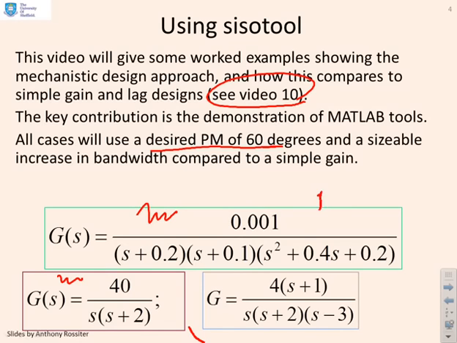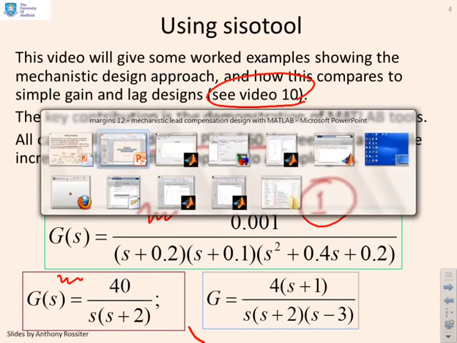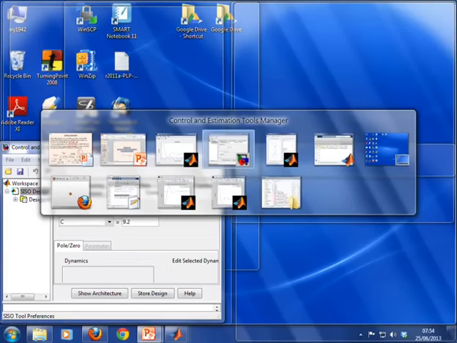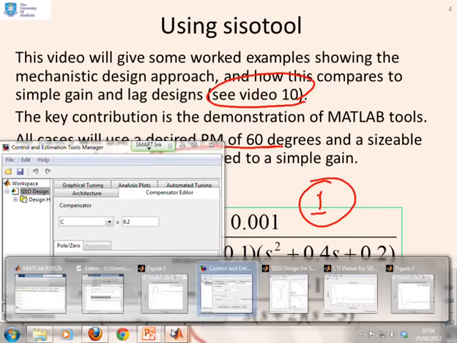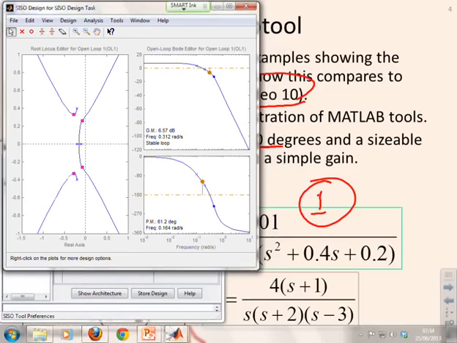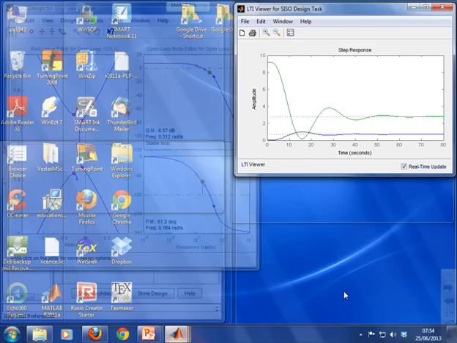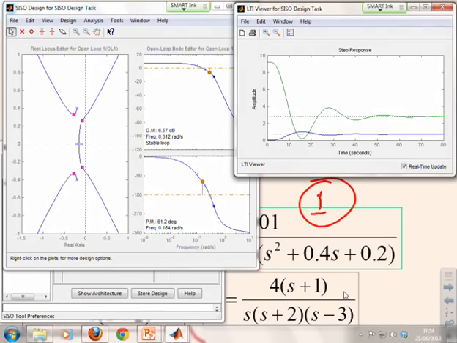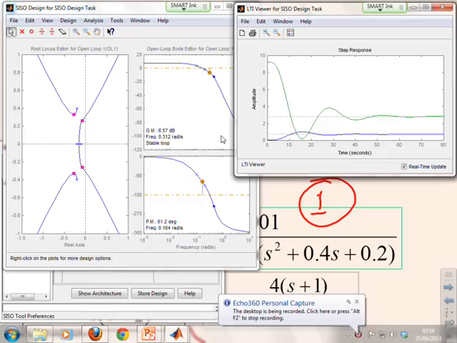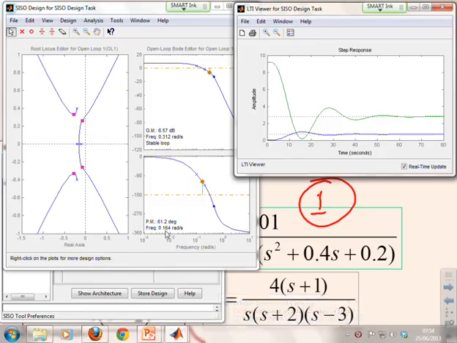So we're going to start now with this G here as example 1. So we need to first go to OToole. So that's what we're doing here. We're just opening up the relevant OToole windows. So here's example 1, and we've put in the simple gain design which was done in video 10. So you can go and look at video 10 if you want to see what was going on. And the key thing to note down here is you'll see that the crossover frequency was 0.164.